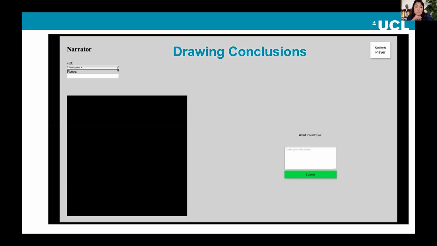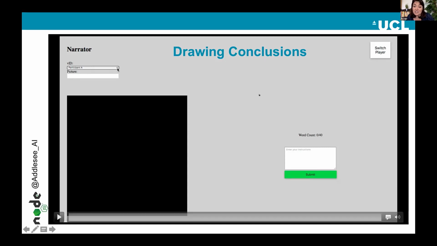The game itself that we created was called Drawing Conclusions, and that's because it took the form of a drawing game, and it looked something like this. This was created in a Node.js app. The idea of the game was that pairs of participants would take on the role of either a narrator or an artist, and the narrator had to verbally describe to the artist how to draw a picture without telling the artist what it was that they were drawing.